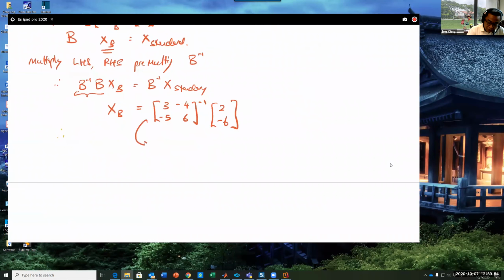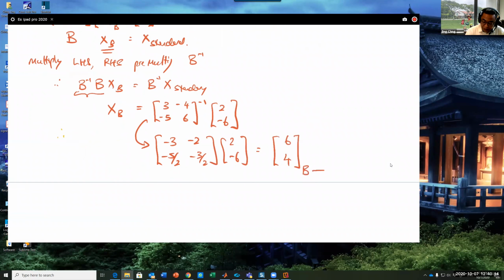So you should know how to perform the inverse of a 2 by 2 matrix. And then I will get the values here, which is minus 3, minus 2, minus 5 over 2, minus 3 over 2, and then 2, minus 6. And then we can get the answer as 6, 4.